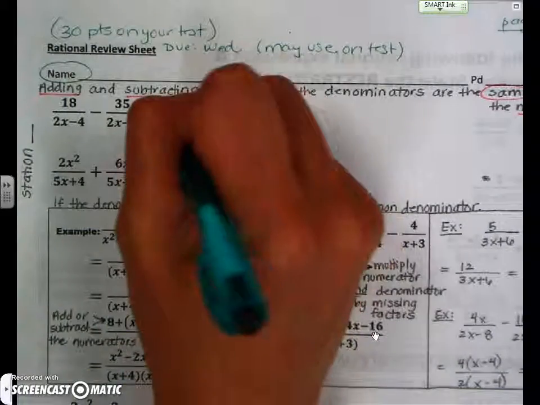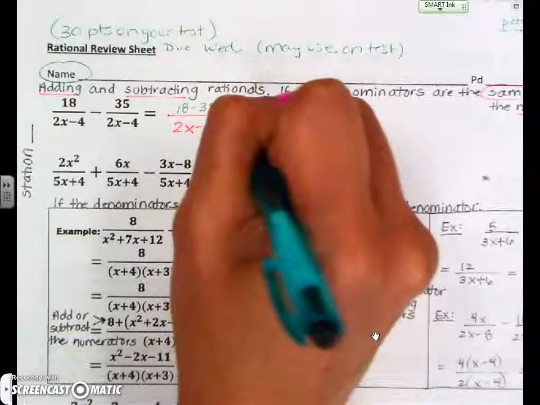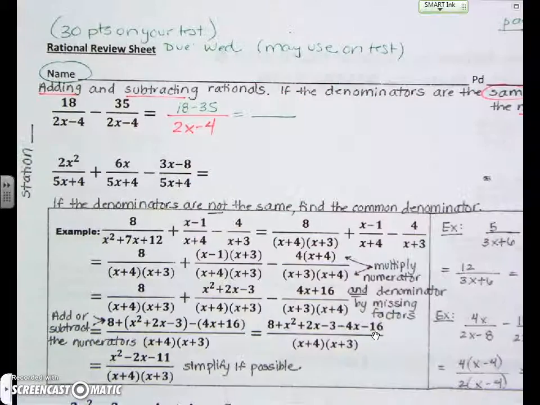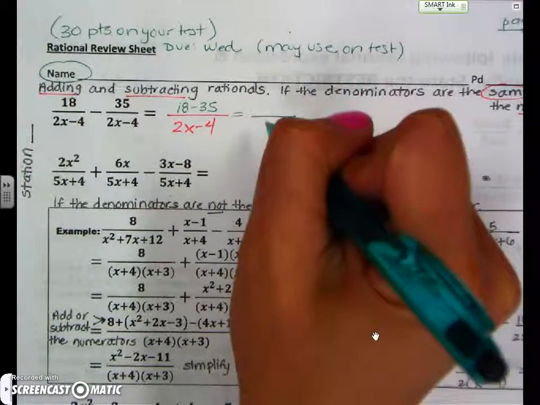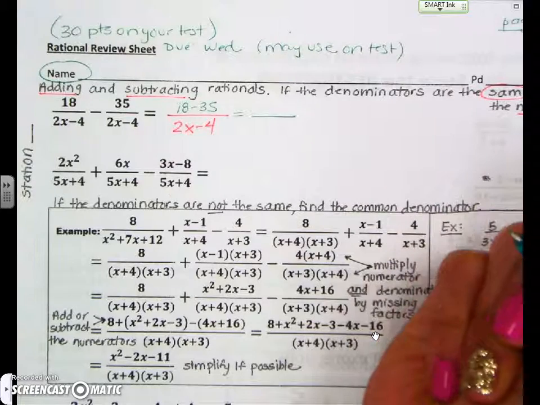Yeah, the top, 18 minus 35. And what is 18 minus 35? You have nice fancy calculators now, right? So make sure you take care of those, okay? What is 18 minus 35?